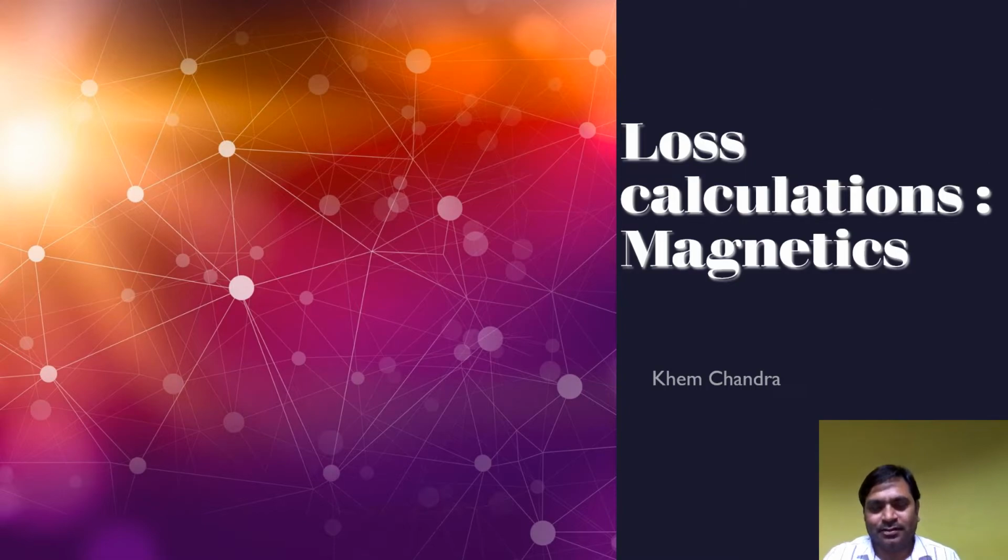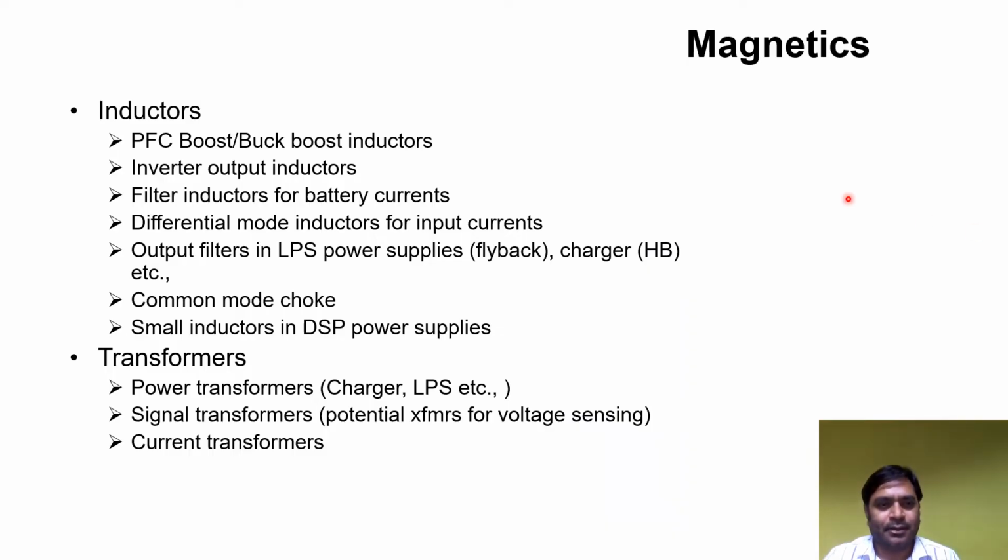So let's start. Today we are going to discuss inductors and transformers. Different kinds of inductors are used in power supplies, under various categories, so we will go one by one. First is the PFC boost, buck boost inductor. Second category is the inverter output inductor. Third is the filter inductor for battery current. And fourth category is the differential mode inductor for input current.